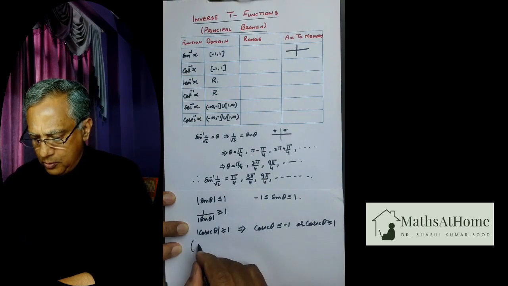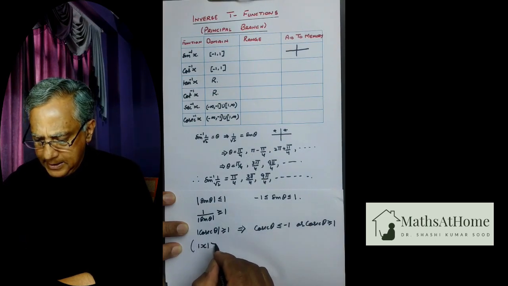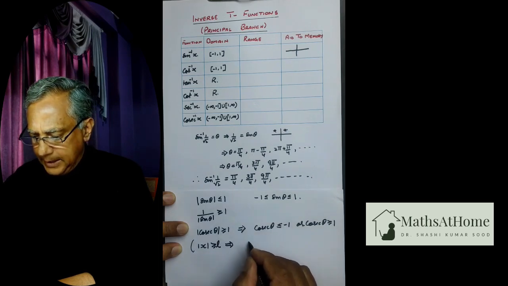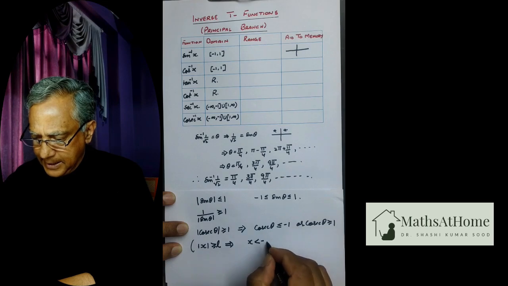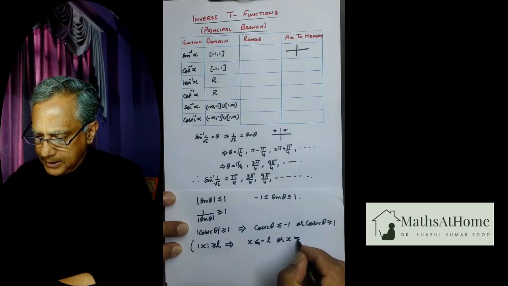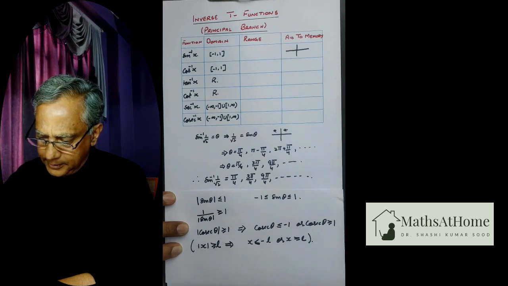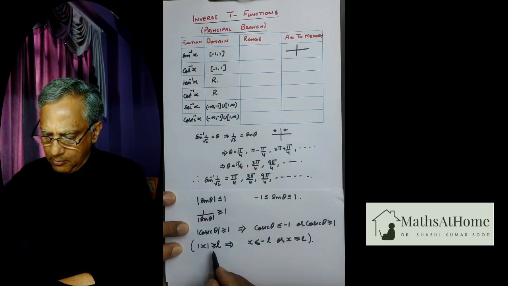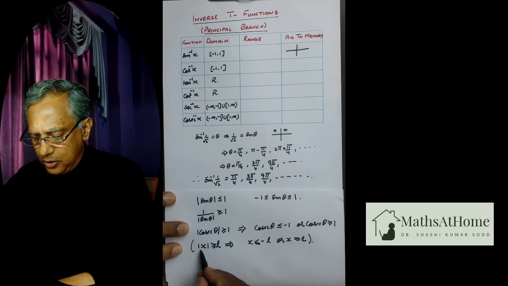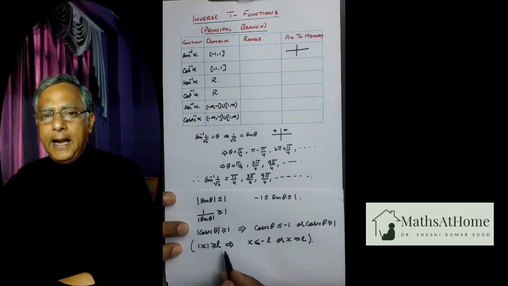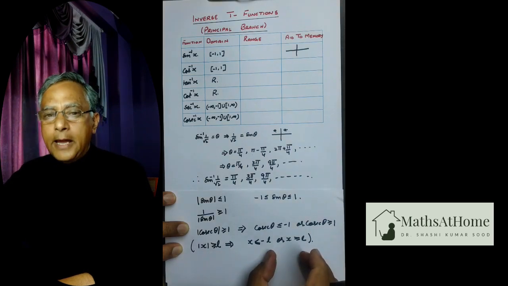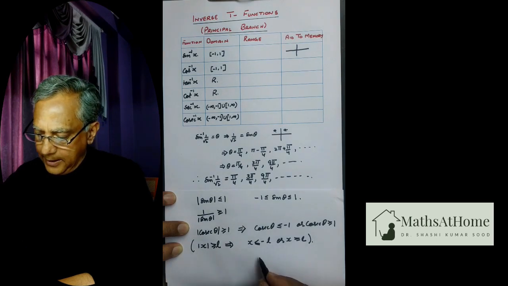Because we know mod of x greater than or equal to L implies either x is less than or equal to minus L, or x is greater than or equal to L. This is the standard result. Mod of x less than or equal to L will mean values of x lie between minus L and L. If it is greater than or equal to L, the values will not lie between minus L and L.